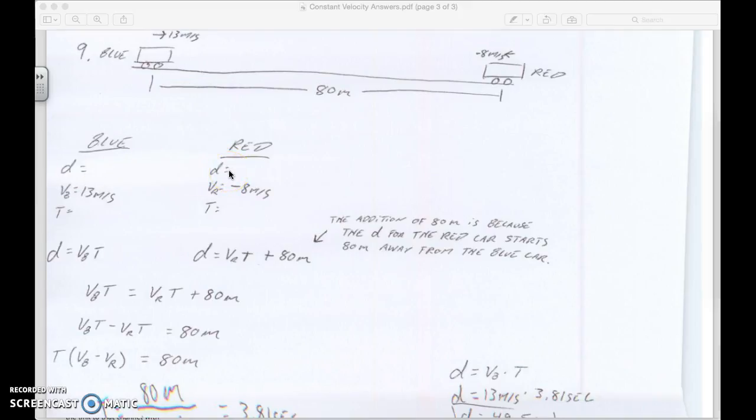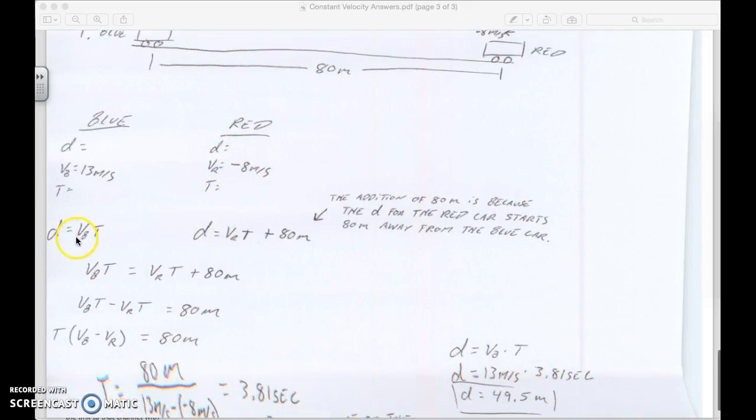By the way, displacement is very, very, very important here. We're not talking about total distance. We're talking about displacement, and more accurately, we're talking about the position, where these things are going to be located from a starting point, which is where the blue car is located. The velocity of the blue car is 13 meters per second. Velocity of the red car, negative 8 meters per second.